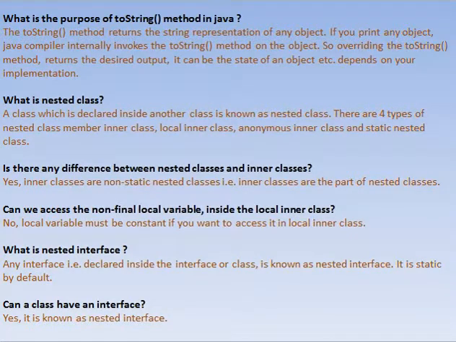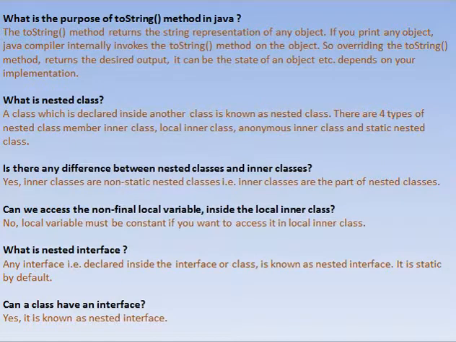Depends on your implementation. What is nested class? A class which is declared inside another class is known as nested class. There are 4 types of nested class: member inner class, local inner class, anonymous inner class and static nested class. Is there any difference between nested classes and inner classes? Yes, inner classes are non-static nested classes, that is, inner classes are the part of nested classes. Can we access the non-final local variable inside the local inner class? No, local variable must be constant if you want to access it in local inner class.